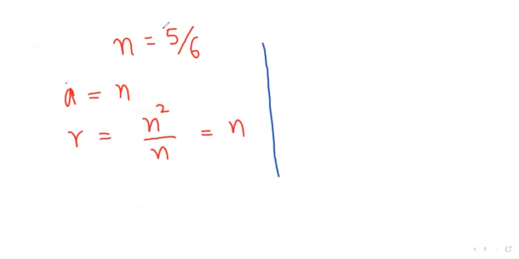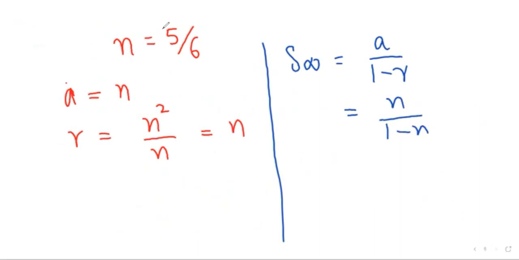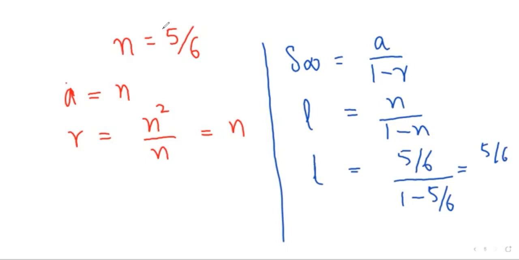So the sum of infinite terms is a over 1 minus r. A is n, over 1 minus n, and the sum of infinite terms is L. And we have just calculated n, which is 5 by 6. We can insert it here. So it would be 5 over 6 over 1 over 6. 6 cancels with 6. We are left with 5. So L is 5.